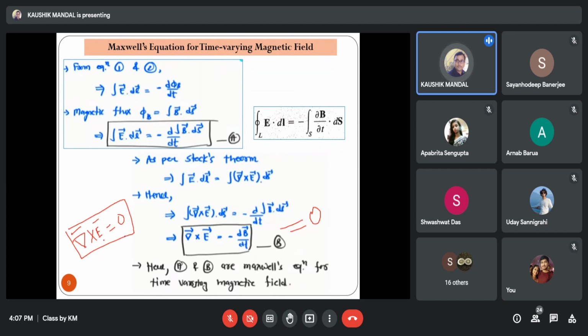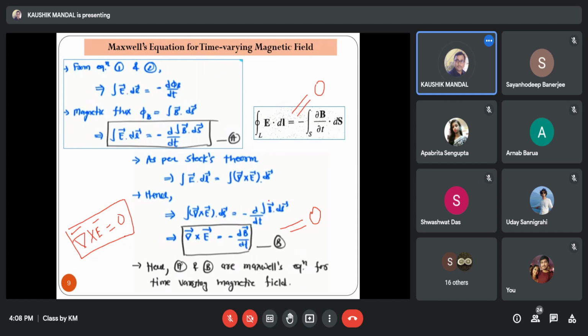It describes the conservativeness of the electric field. Curl E equal to 0 describes the conservativeness of electric field. Or from the basic integral form, E dot dl equal to 0 for the static magnetic field. So it basically describes that for a closed path, the potential will be 0.